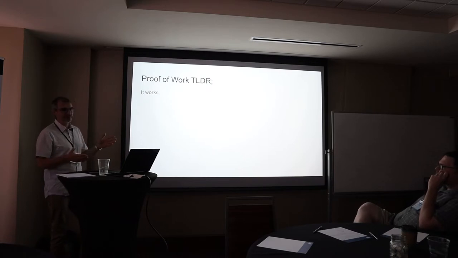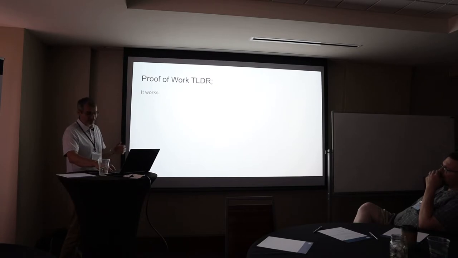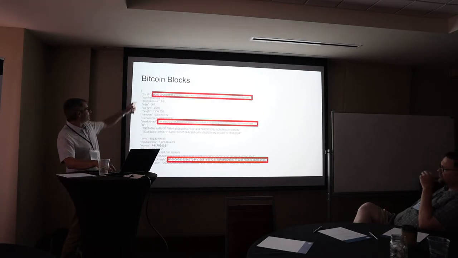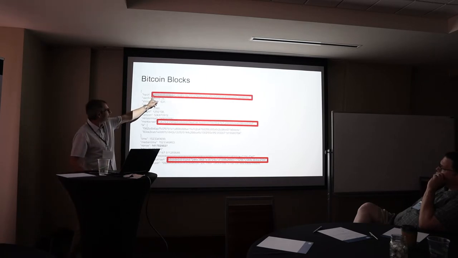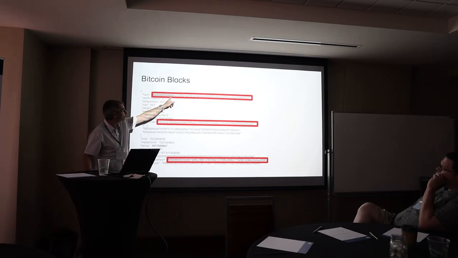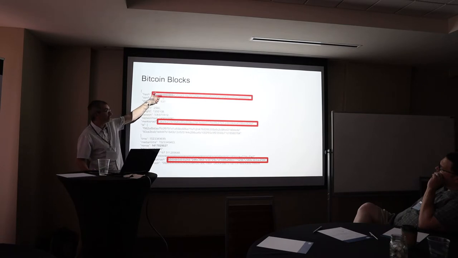Proof of work is again very easy to explain, and it just works, and it's very easy to verify. So this is an actual block. I don't know if you've seen blocks before, but you can see that the hash looks really strange. It starts with a lot of zeros. It's not supposed to happen. Hashes are supposed to be uniform functions, so this is supposed to be random. It's not, because that hash has to be below a given target.